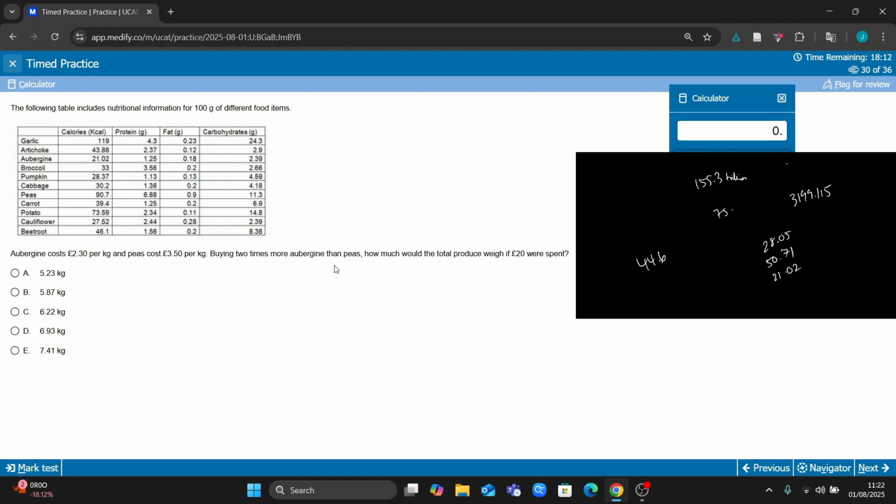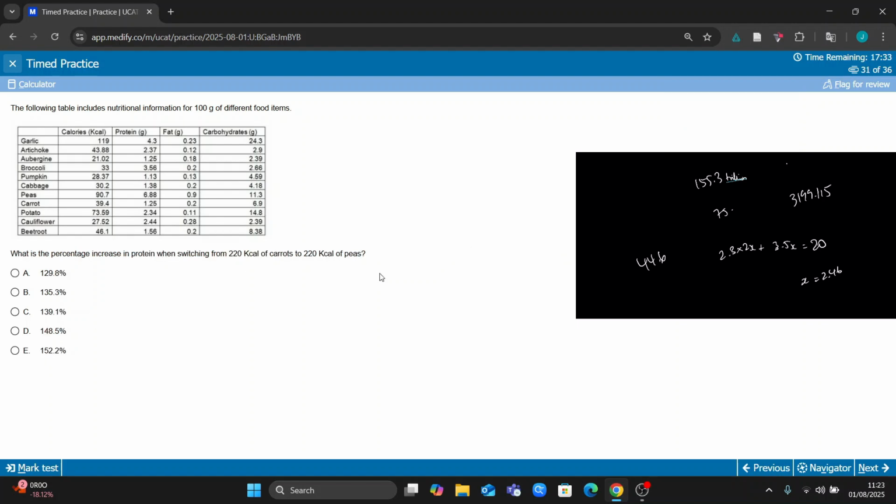Aubergine costs 2.30. Buying 2 times more aubergines, how much would the total produce weigh if £20 were spent? So this is just an equation. So it's 2.3 times 2x plus 3.5x equals 20. That's the amount, 2 times more aubergines than pears. Okay, so it's going to be 3.5 plus 4.6, then 20 divided by 8.1. So x is equal to 2.46, but then you have to times that by 3, I believe, because you have one lot of that and 2 lots of the other one.